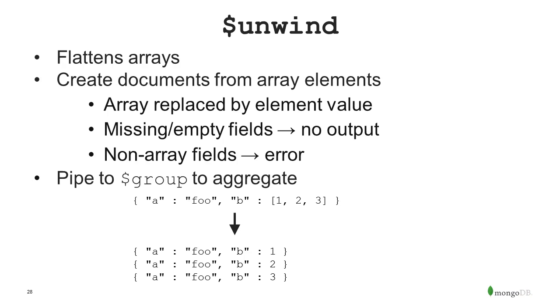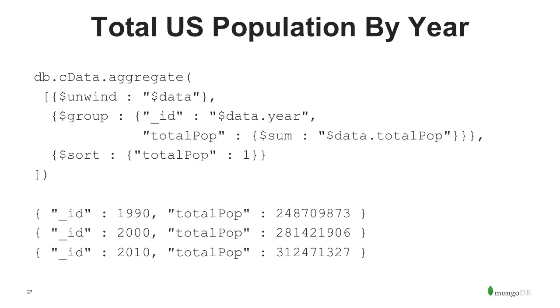So if we go back to this, here what I want to do is figure out the total population across all documents in C data by year. So if you remember back to our C data documents, each of them had an array called data with 3 entries, one for each year.